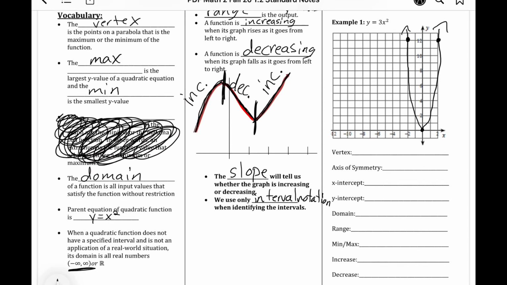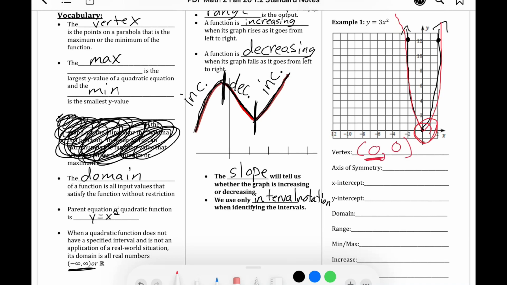So our vertex is where the graph changes directions. What do I mean by this? If I start left to right, I'm going down, down, down, down, down, down, down. Then all of a sudden I change directions and start going up. So at that point is my vertex. So it's at 0, 0.